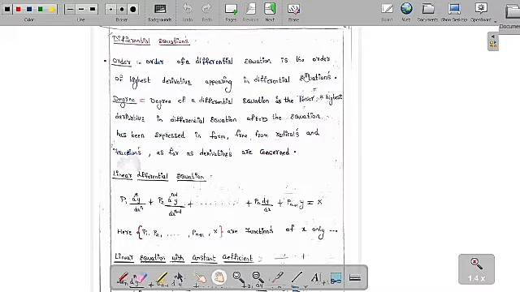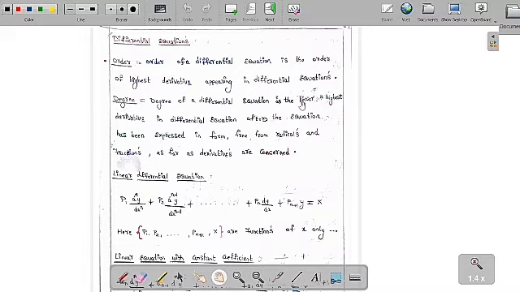The order of a differential equation is the order of the highest derivative appearing in the differential equation. Out of all the derivatives in the differential equation, the one with the highest order is what we call the order. Now, what is the meaning of degree?